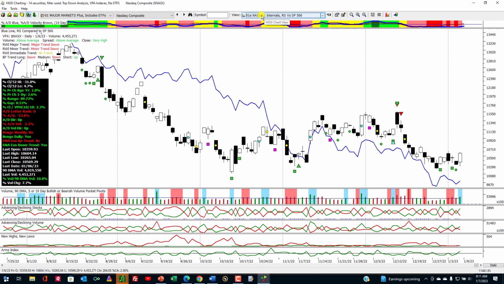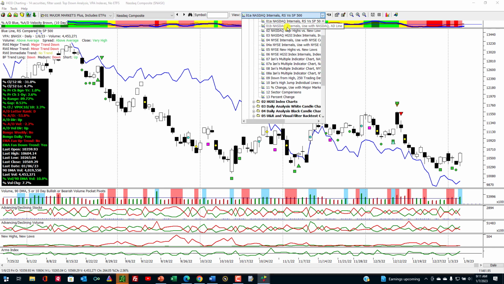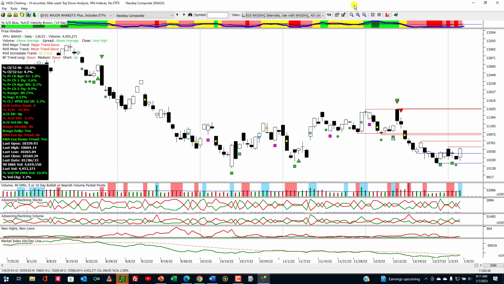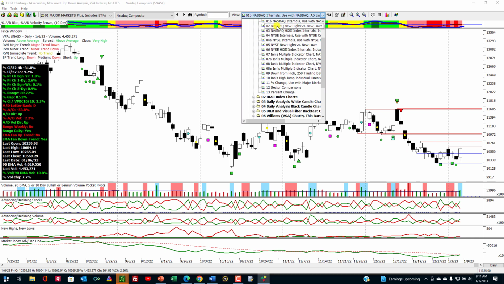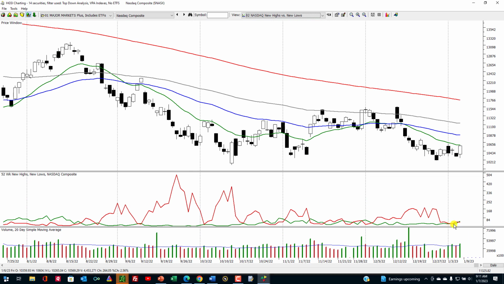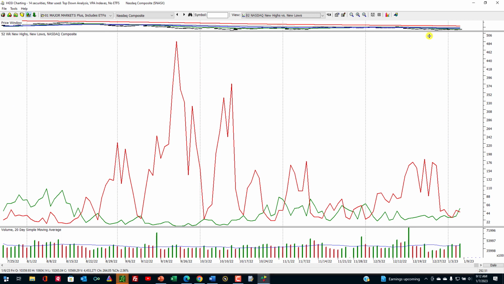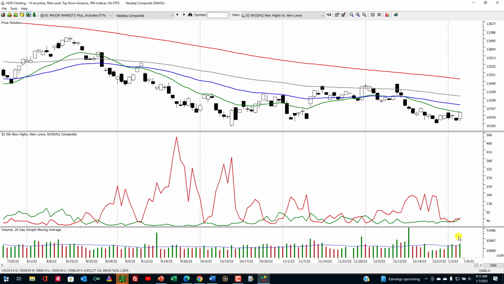I'm going to go down one more chart, and on this chart what I've done is I have replaced the ARMS index, which I find pretty useless most of the time, with the advancing versus declining line. And I'm going to go down one more to 2, and this is the new highs versus the new lows. Not much difference yesterday, but you can see the new lows are way down from where they were.